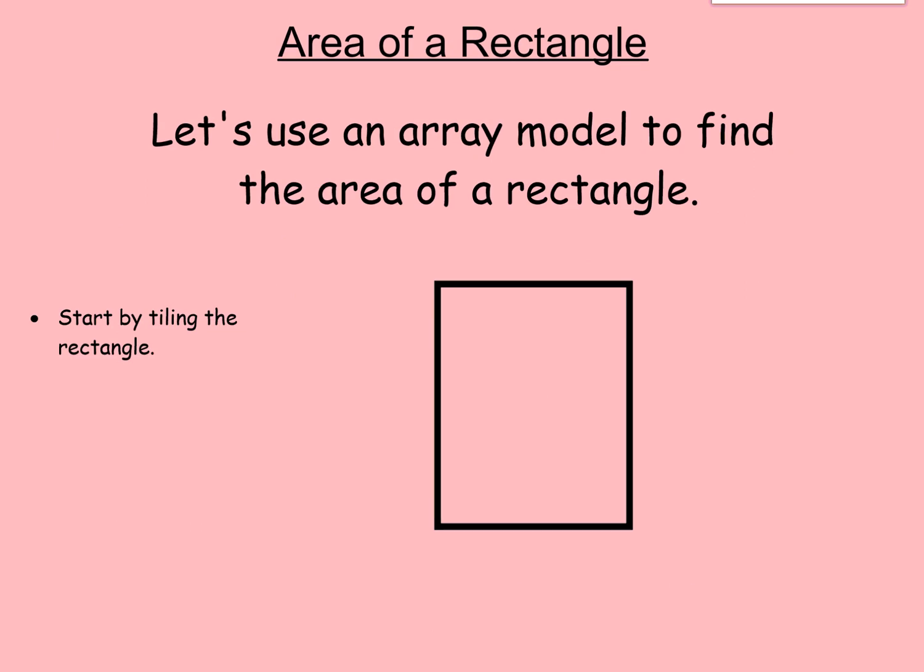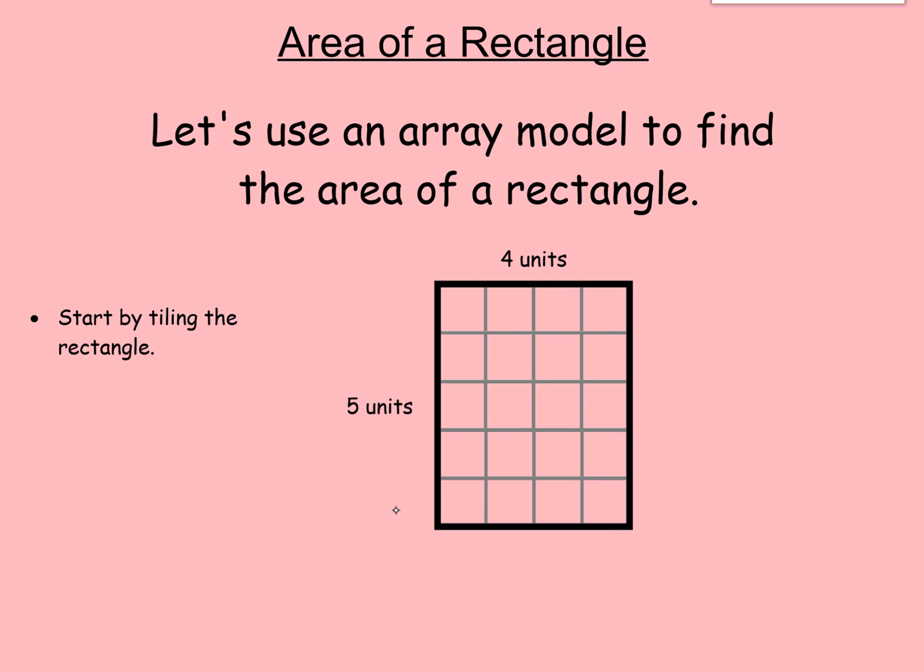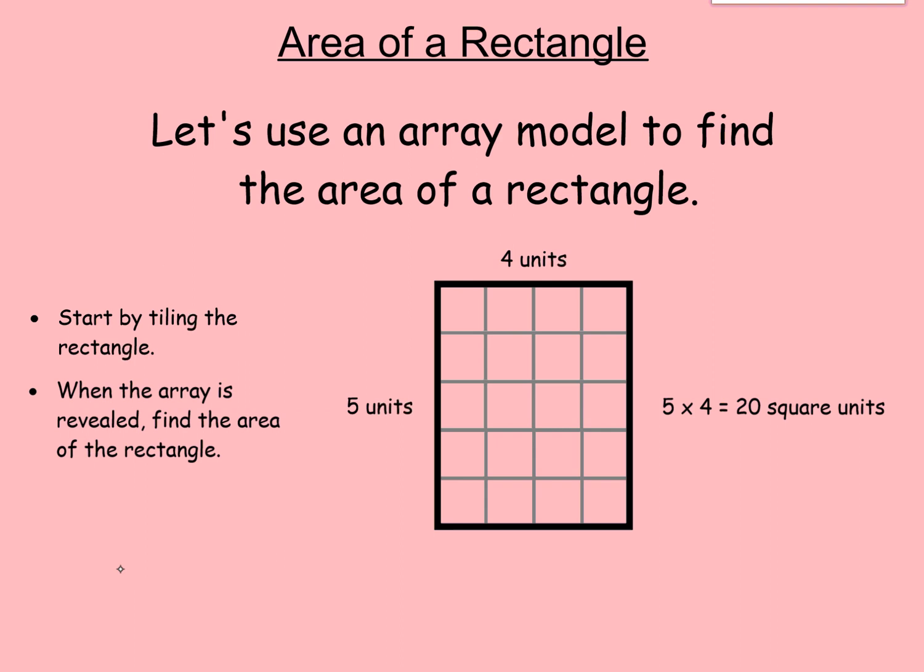So now let's focus on using the array model to be able to find the area of a rectangle. So let's start by tiling this rectangle. So I can start to draw in all of the squares inside. And once I do that, I can see that this is 5 units across, 1, 2, 3, 4, 5, so 5 rows and 4 columns. Once I do that, I've revealed the array. I can now find the area of that rectangle. And I do that by using the multiplication. 5 times 4 is 20 square units.